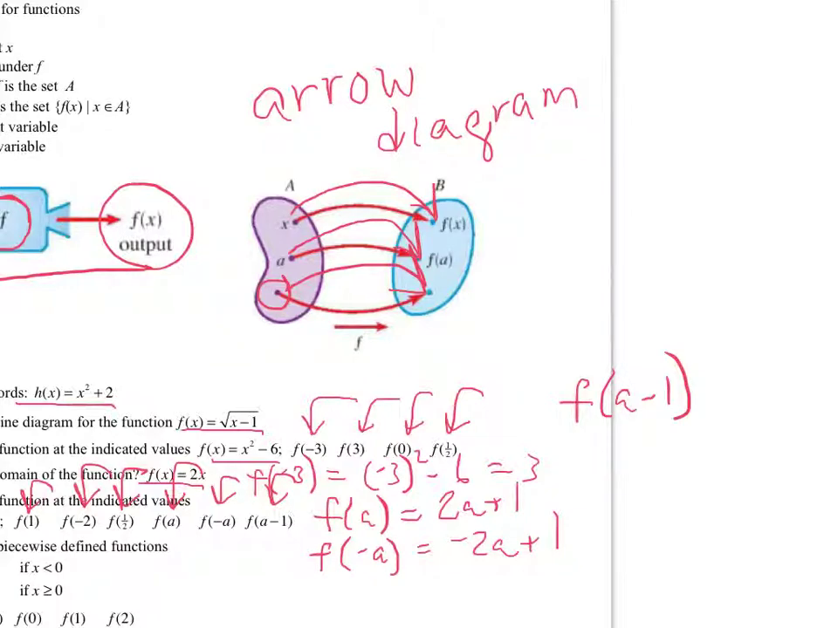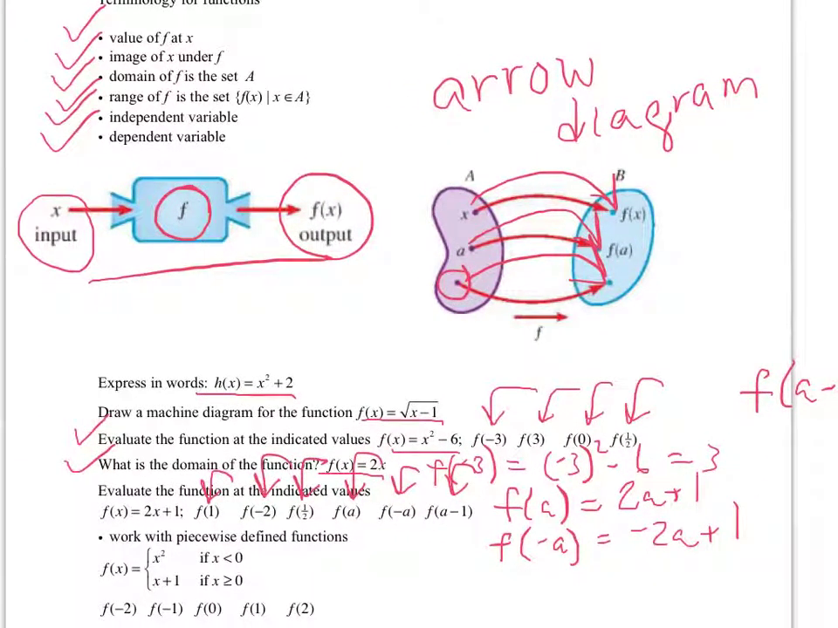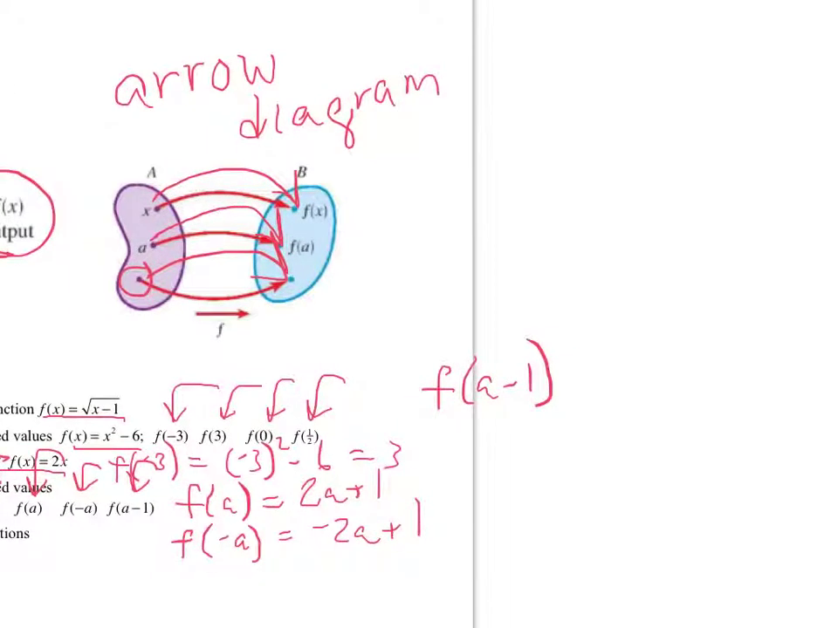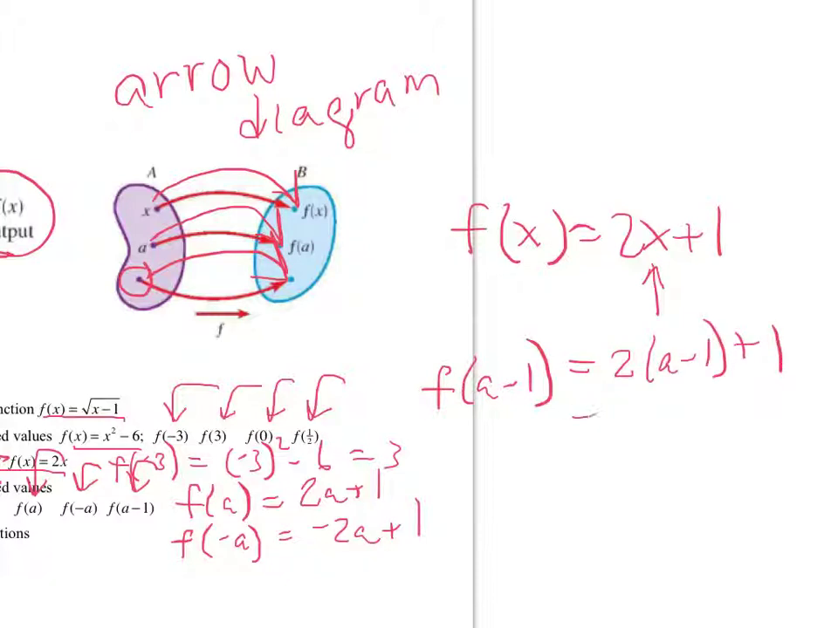Well, let's go back and remember what the function is here. The function is f of x equals 2x plus 1. So f of a minus 1 simply means to substitute a minus 1 for x. So we'll get 2 times a minus 1 plus 1. And now by the distributive property, we can recalculate this as 2a minus 2 plus 1, and finally simplify to 2a minus 1. And so that's f of a minus 1.